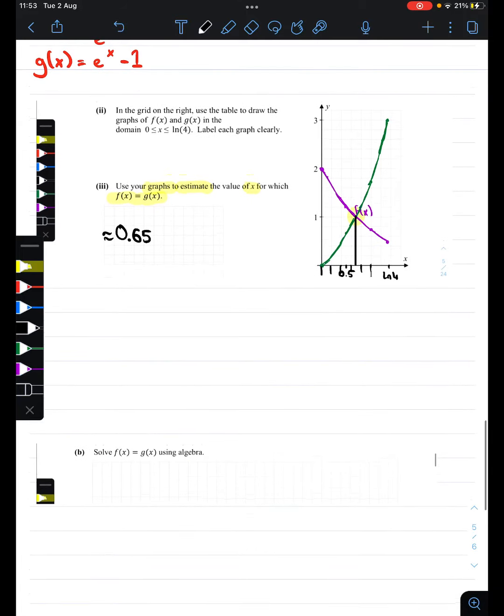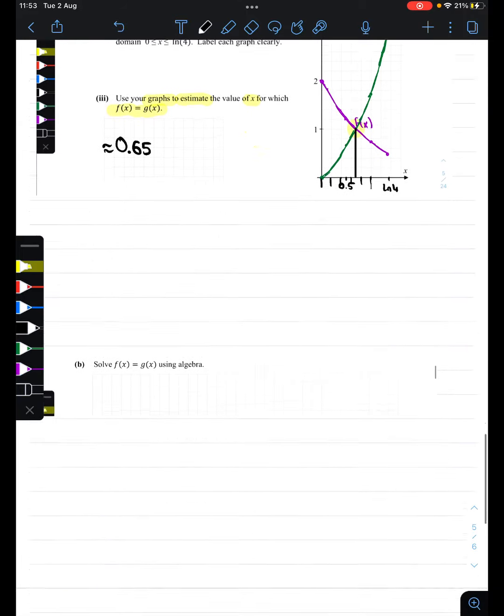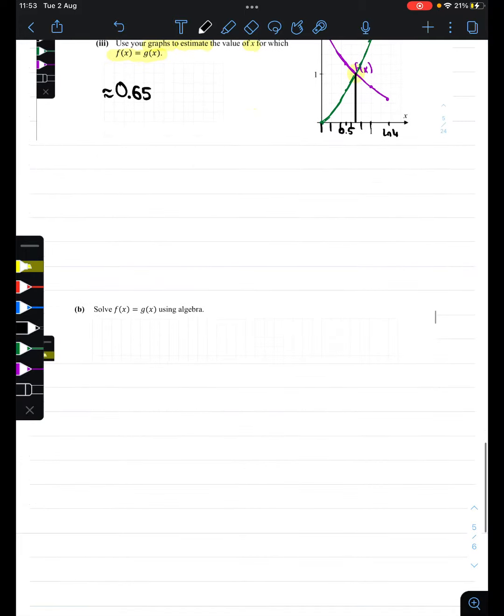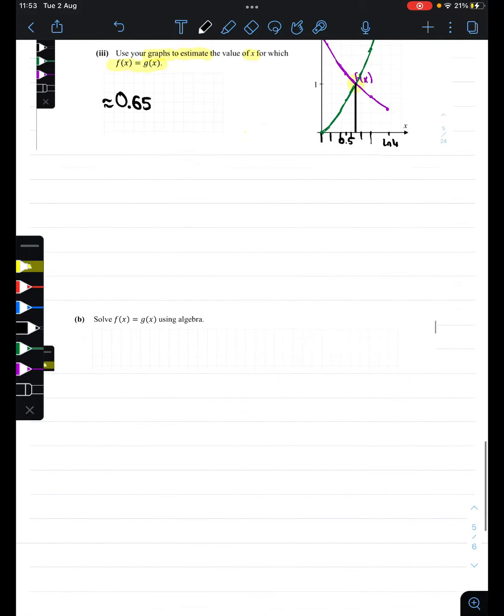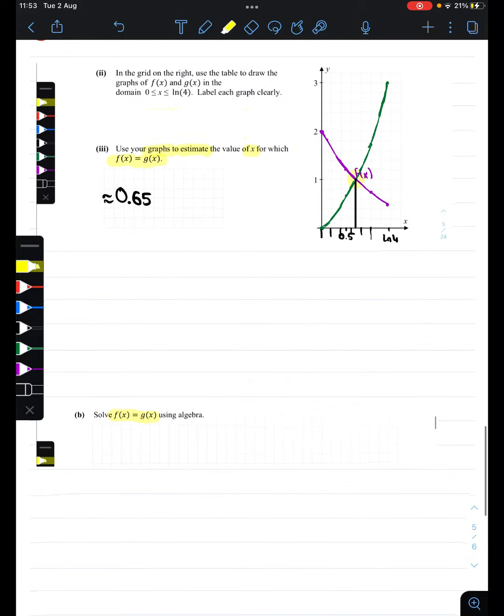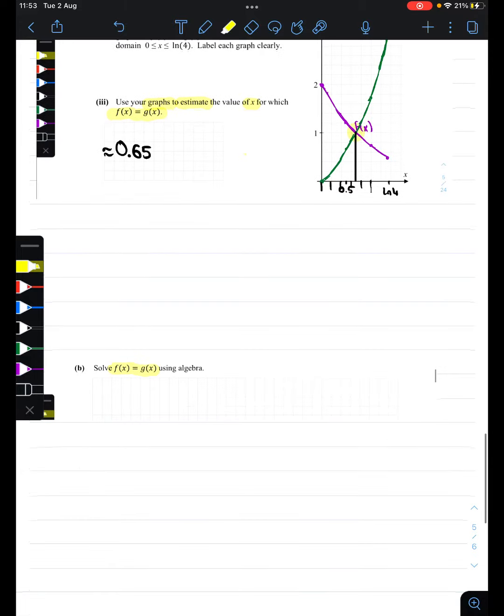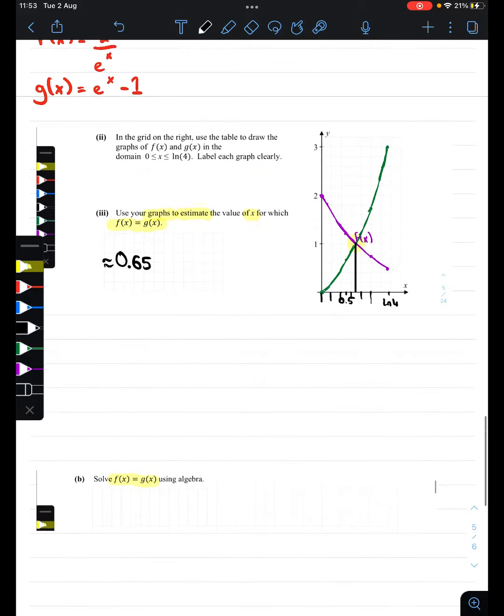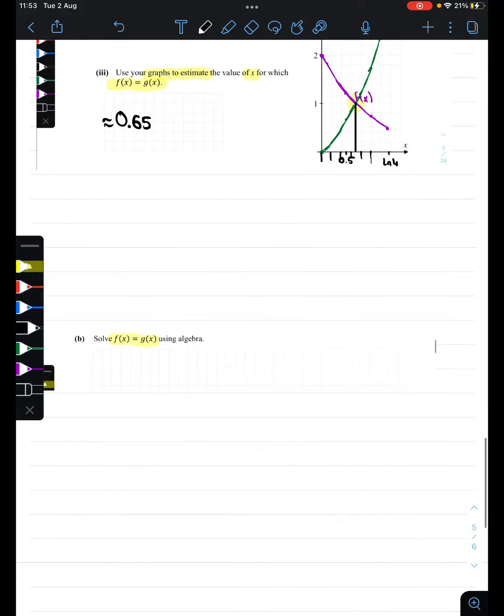Don't get caught up in being completely exact. Okay, and now if we look at part B, we want to solve f of x equals g of x using algebra, so basically solve it exactly. So we kind of quote unquote solved it with our estimate, but now we want to solve it properly. And the way we solve it properly is just letting the two functions equal each other. So we're letting f of x equals g of x and then solving for x.